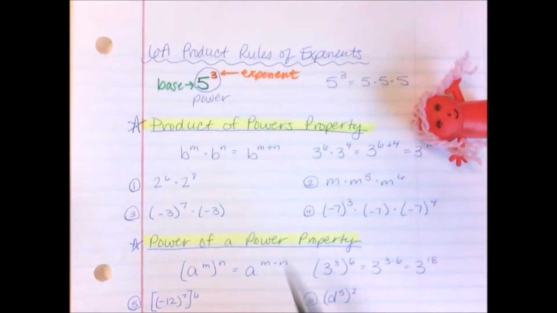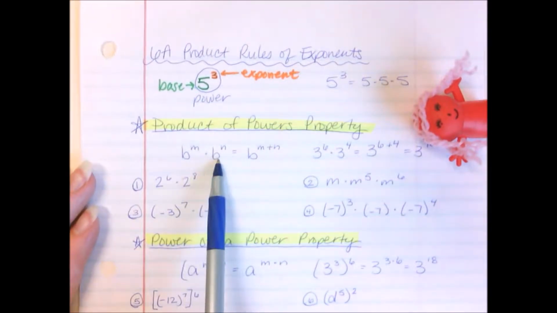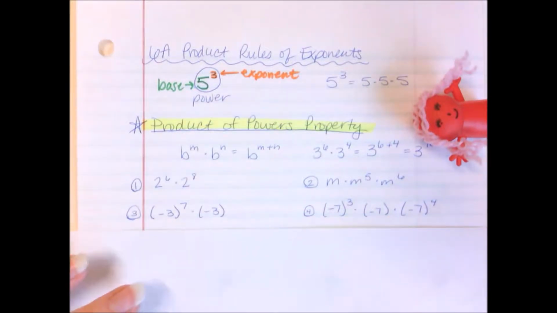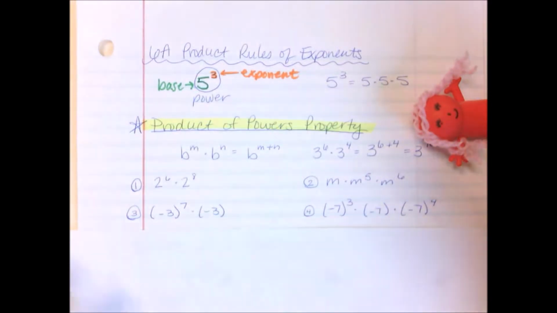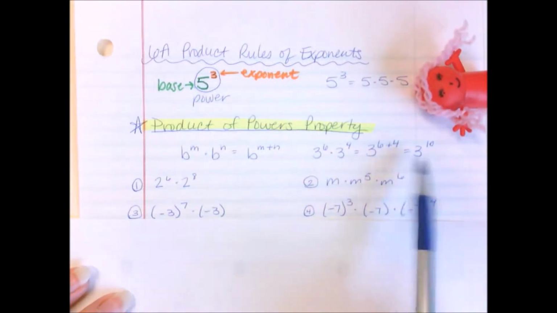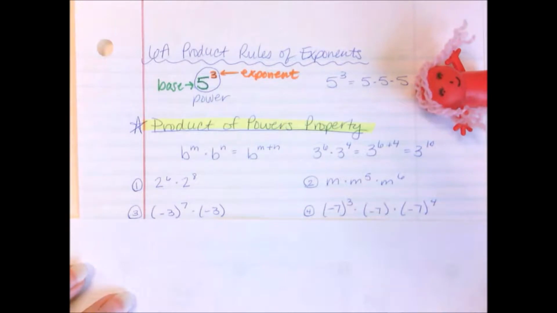Three properties we're looking at today, the first of which is product of powers property. That comes when you have b to the m times b to the n equals b to the m plus n. So what that means is that you are allowed to add the exponents of any two powers that have the same base. So, for instance, in 3 to the 6th and 3 to the 4th, because both of them have the same base, I can add the exponents together to give me an answer of 3 to the 10th.